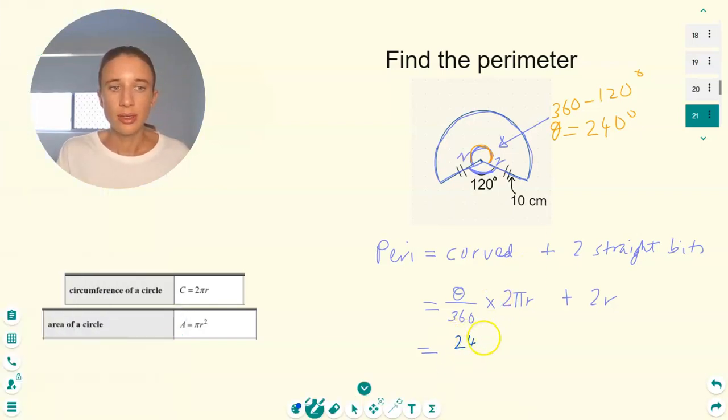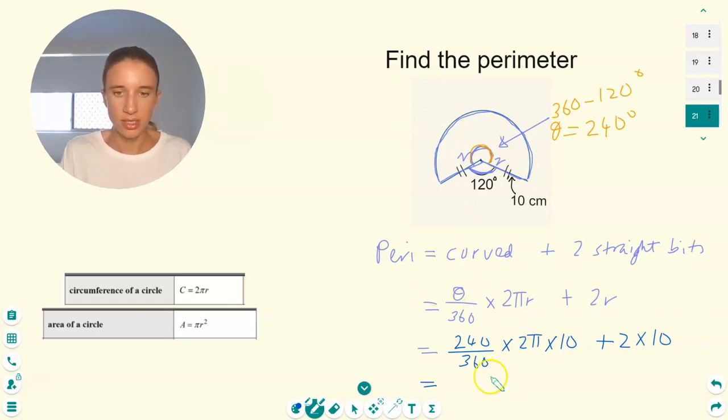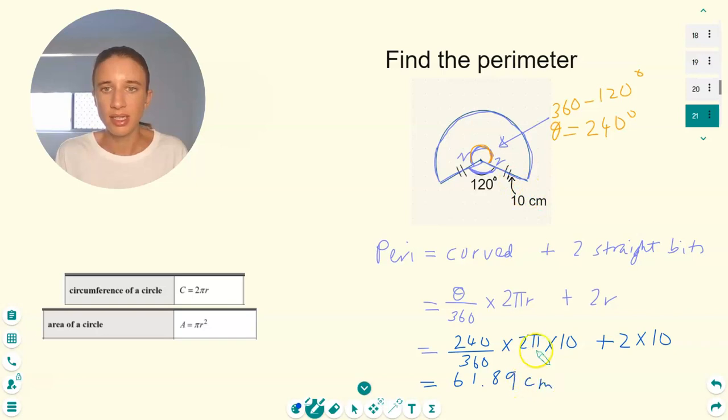So 240 on 360 times 2 pi times the radius was 10 plus 2 times the radius, which is 10. And then just straight in your calculator, times 2 pi times 10 plus 20, because 2 times 10 is 20, 61.89. And then the units we check at the end, we plugged in centimeters. It's a distance around the outside, so we get centimeters out.